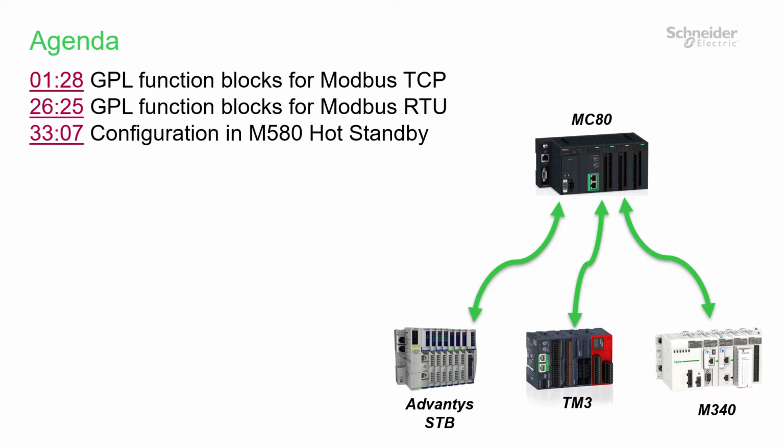This presentation is structured in several chapters, each one started at the time indicated on this slide. The goal is to show examples on how an MC80 controller is collecting data from an Advantys STB island, from TM3 IO modules, and from an M340 PLC. This solution could help to easily expand the I/O capability of the MC80 PLC.